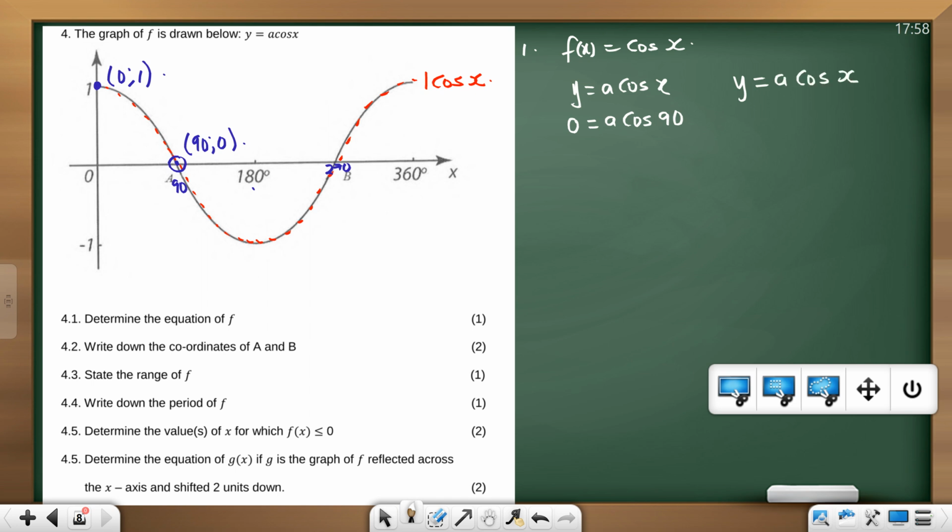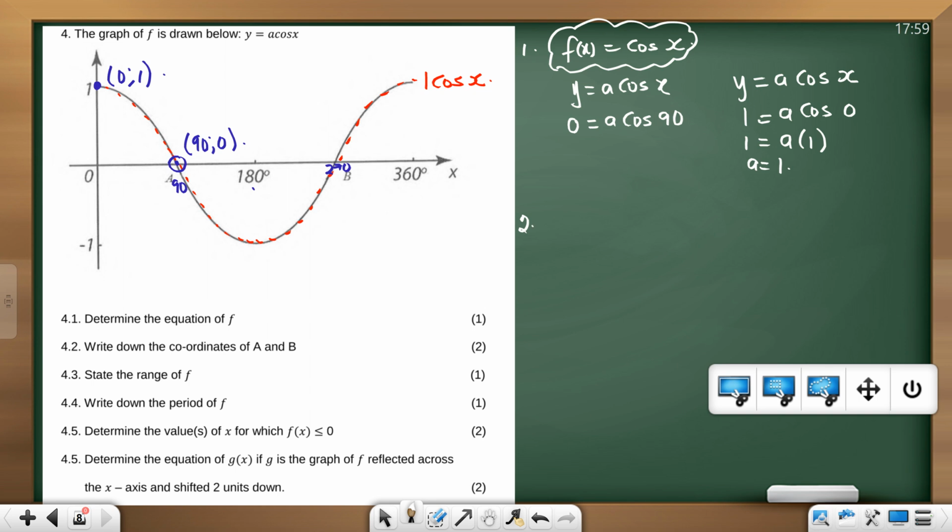So what's our y value? 1. A cos what? 0. Now, if you put cos 0 on a calculator, you are going to get 1. Can you see that my a is 1? So you must learn how to find a point on the axis that we will then use. So my equation of f of x is a cos x, where a is 1.